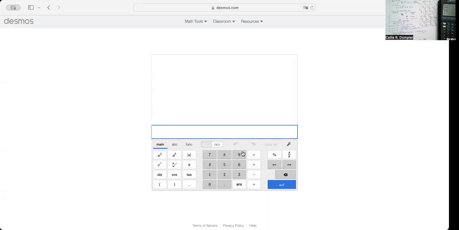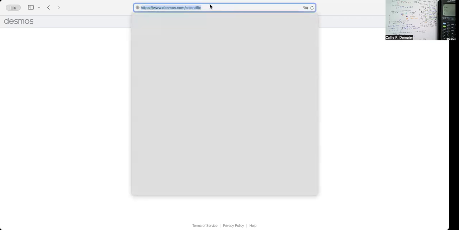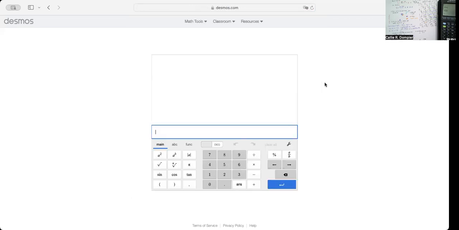All right, sorry. If you do not have a calculator, you're welcome to use Desmos. This is just desmos.com. And then I think it's /scientific, but you can just go to desmos.com, math tools, and choose the scientific calculator. So you're just going to go radical sign 121, and it will give you the answer right here. Okay. You don't even have to hit enter. You can if you want to start a new one.